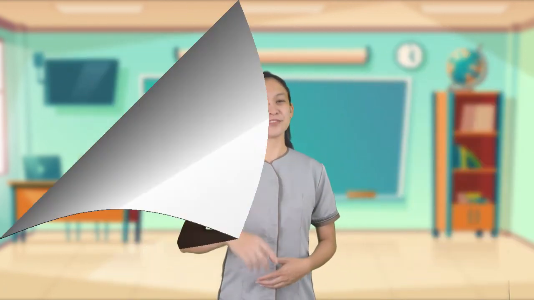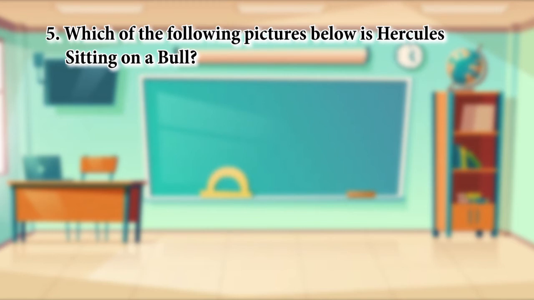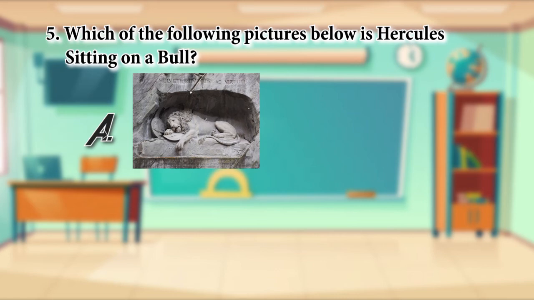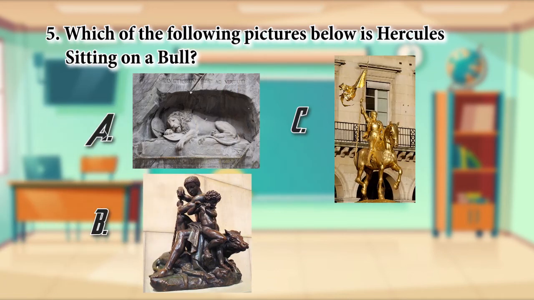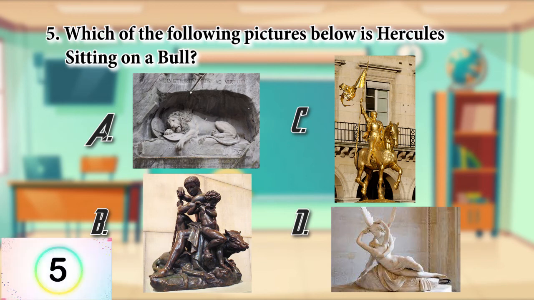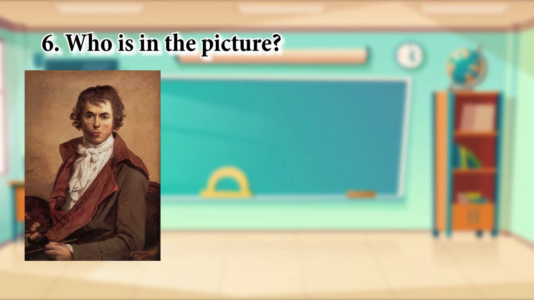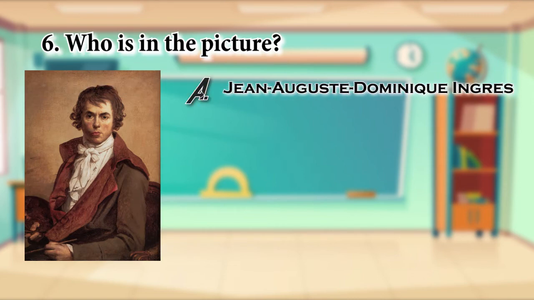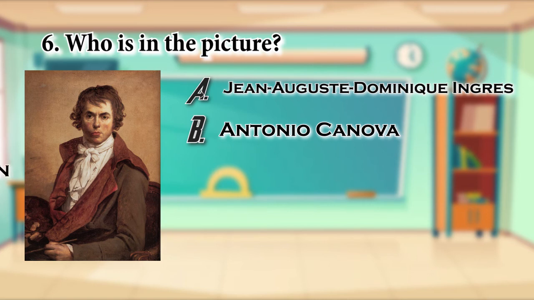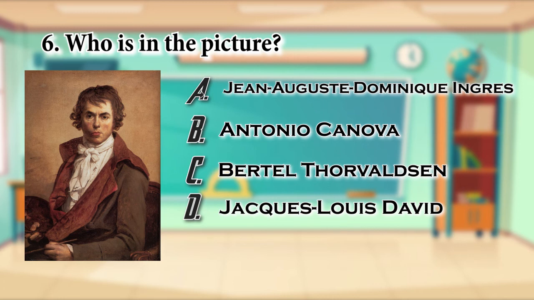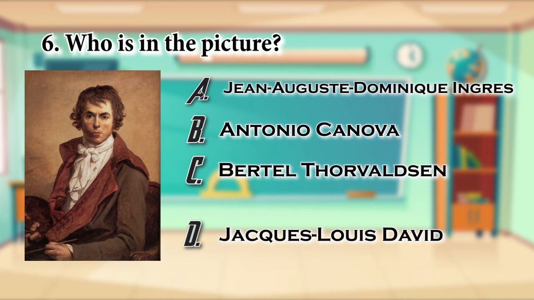And number 5. Which of the following pictures below shows Hercules sitting on a bull? Picture letter A, picture letter B, picture letter C, and picture letter D. All right, good job. The correct answer is picture letter B. For the last, number 6. Who is in the picture? A. Jacques Auguste Dominique Ingres. B. Antonio Canova. C. Bertel Thorvaldsen. D. Jacques Louis David. You got it! You remember him. He is Jacques Louis David.